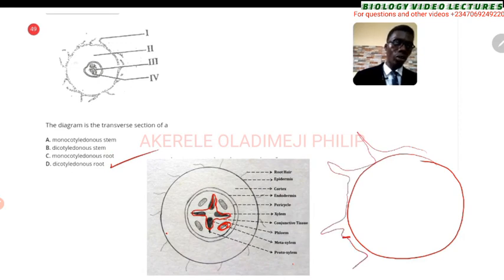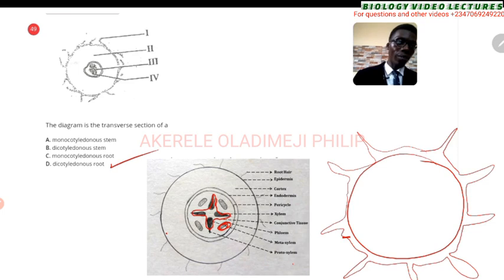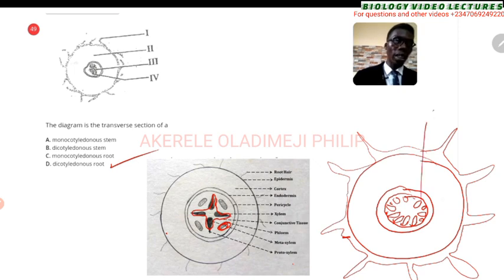I'm trying to rush that. What I'm concerned about is what is within it. So it's going to have pericycle and all of those things. Then it's going to look like this. Xylem, phloem, like that. This bigger structure is xylem, while this small one is called phloem, and this space is called pith.